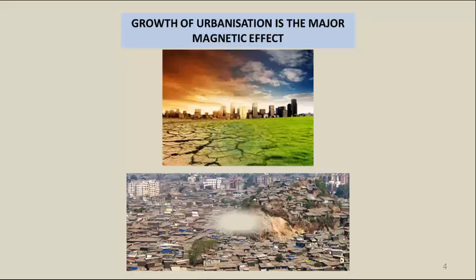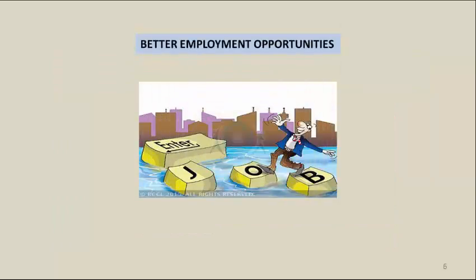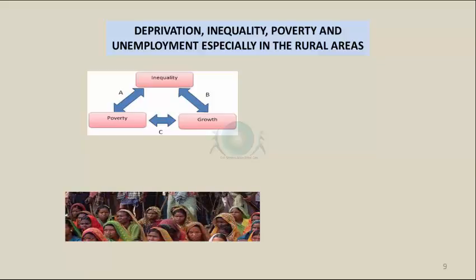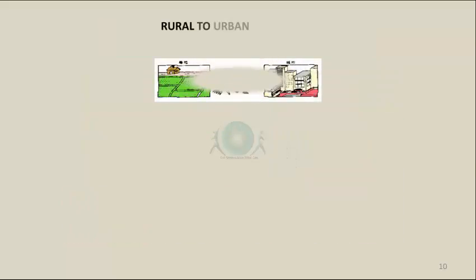There has been a scope of better employment opportunities, better standard of living, and provisions of improved amenities in these cities, and they are the main reasons for this. There are other reasons as well which are driving forces, and migration is the natural outcome of these things. There are other compelling reasons which are the driving force for the migration, and they are deprivation, inequality, poverty, and unemployment, especially in the rural areas.